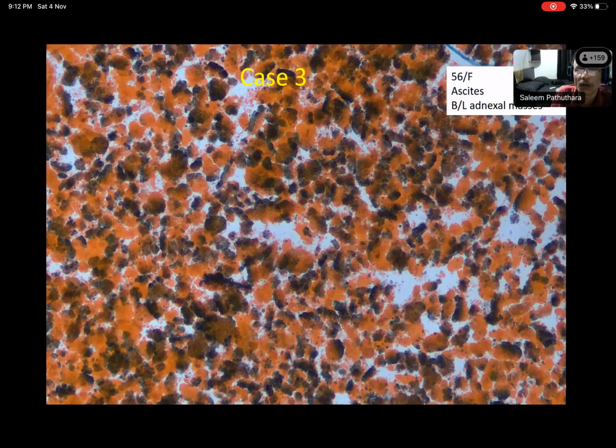See, this is the smear, at very low power, 4x. See the cellularity, very cellular, right? Can you read the morphology? What type of cells can you tell me? Prinsa, what type of cells are here? The morphology cannot be properly identified. Absolutely right, the morphology cannot be read because it is a totally thick smear.